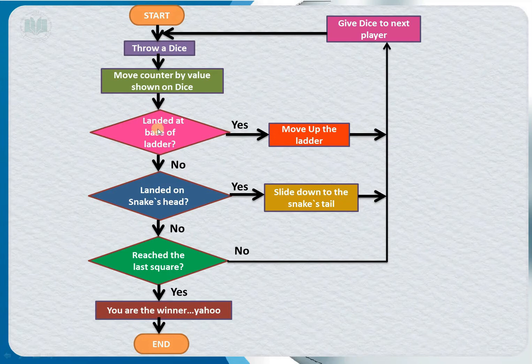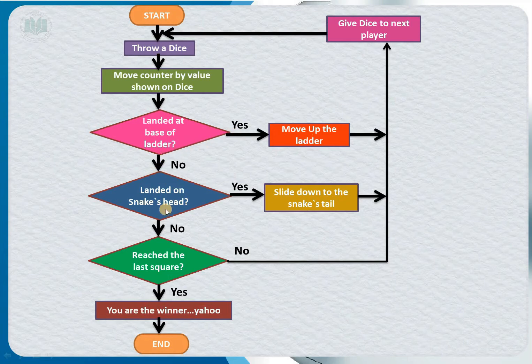So condition 1 is here. Did you land on the base of a ladder? If yes, move up the ladder. If your condition is true here, you landed at the base of the ladder and it's true, so then you have to move up the ladder. And after that, give dice to the next player. Students, if condition 1 is true, yes, then you have to perform this task.